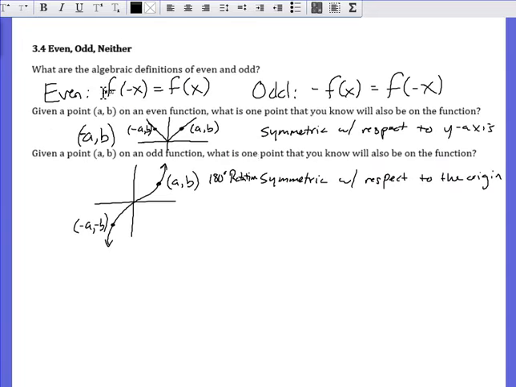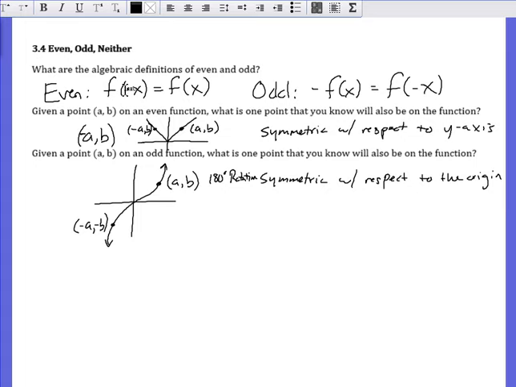Alright, last thing is even and odd. The algebraic definitions for even and odd. The algebraic definition for even is f of negative x is equal to f of x. For odd, it's negative f of x equals f of negative x. You will be asked to prove. I didn't include this in the notes, but you will be asked to do a proof on your test, similar to the one that you did on your quiz. So you'll need those definitions to do the proof.